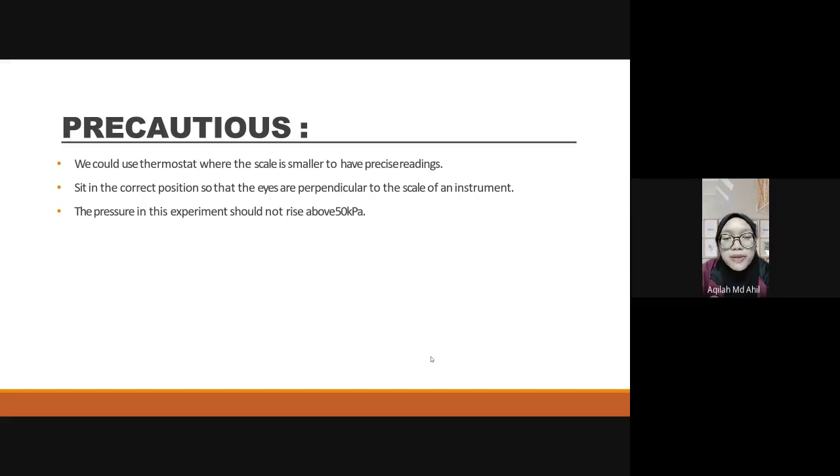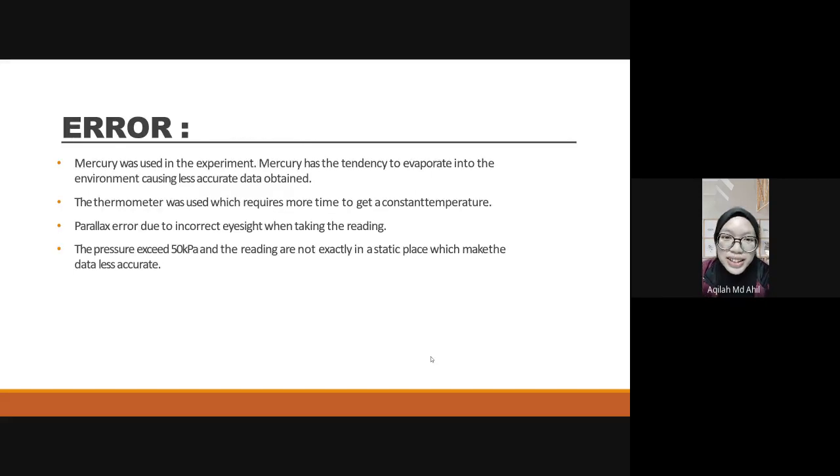There are some deviations between theoretical and experimental values of critical temperature and critical pressure. The deviation is due to some errors that occurred in the experiment. The first error is that we use mercury in this experiment. Mercury has the tendency to evaporate into the environment, causing inaccurate data to be obtained.